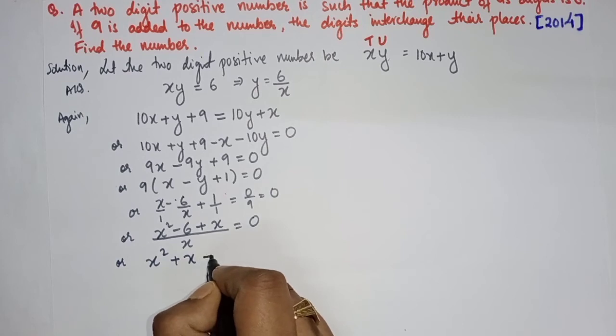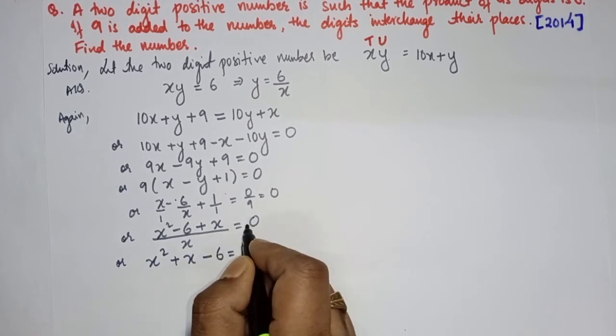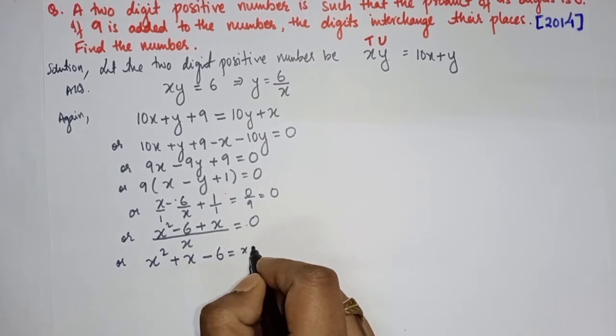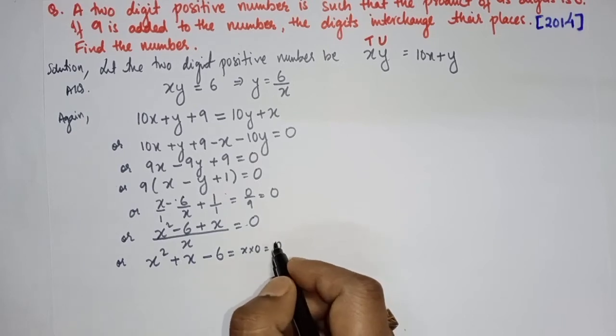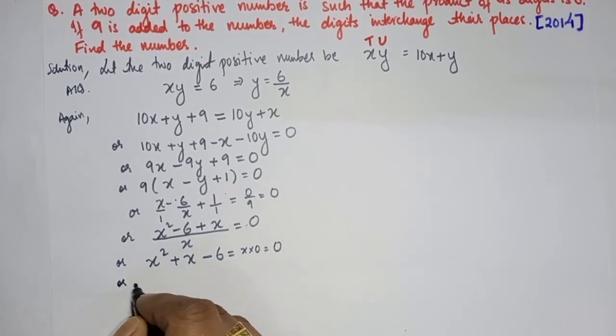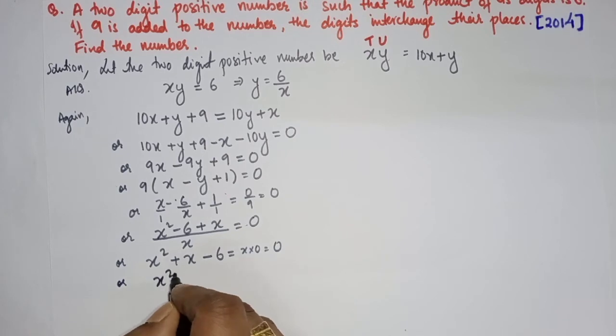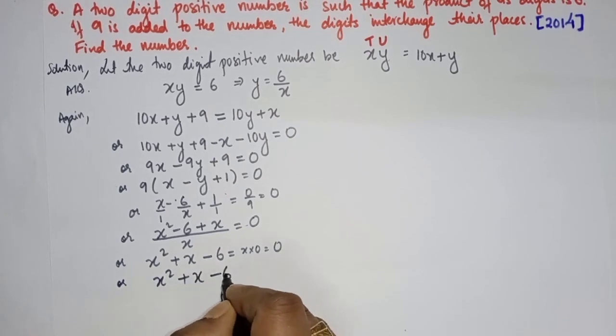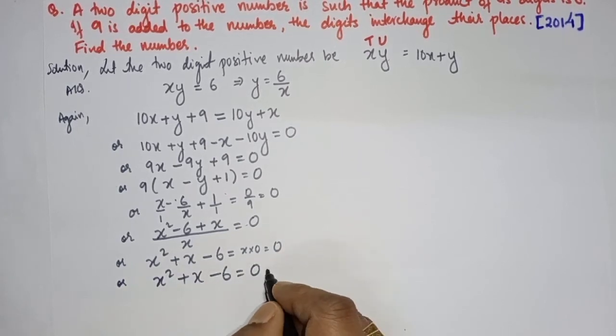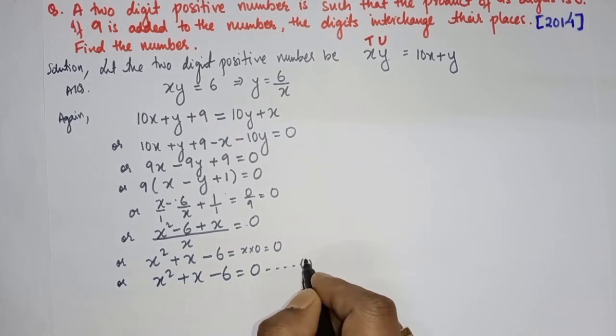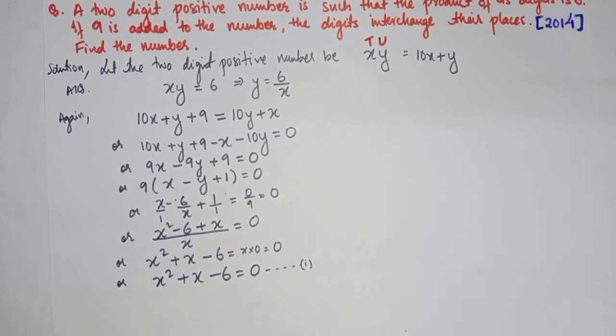X, then minus 6 equals x into 0, which is 0 only. So finally I got the standard form of the quadratic equation: x square plus x minus 6 equals 0. Let us take this as equation 1. Now what you have to try?